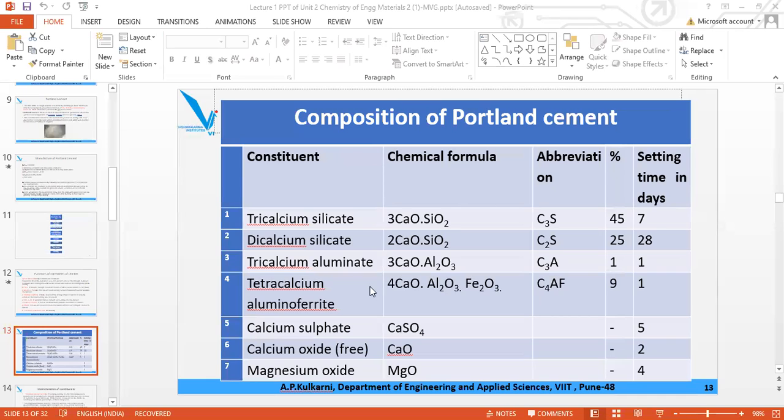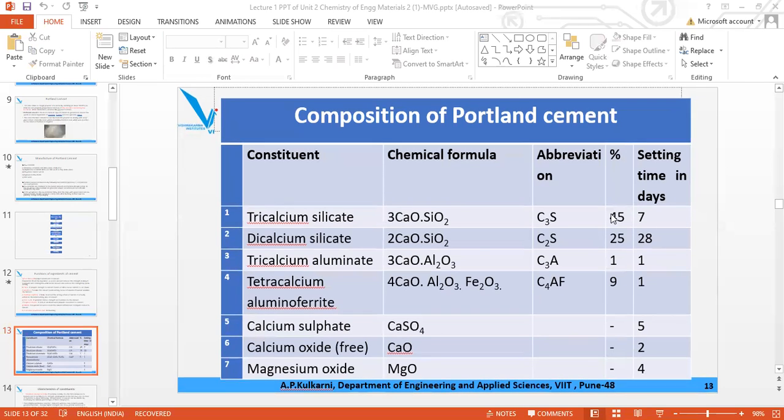Okay. Now this is the composition of the Portland cement. This is also an important slide. Can anyone quickly tell me what is the function of iron oxide and alkali? Iron oxide provides color and strength. Alkali provides strength and color.